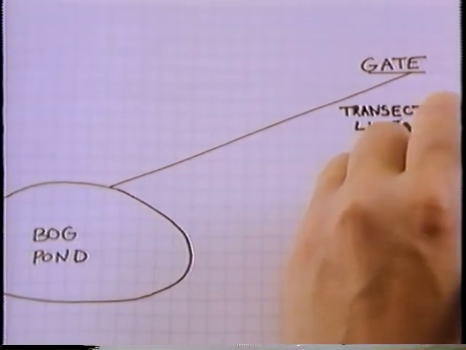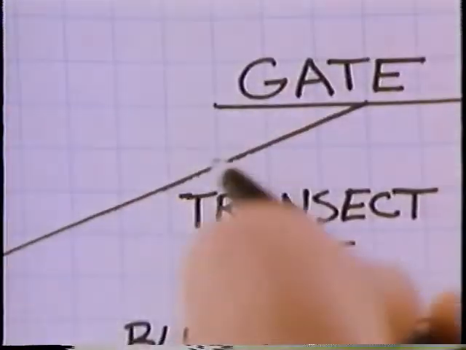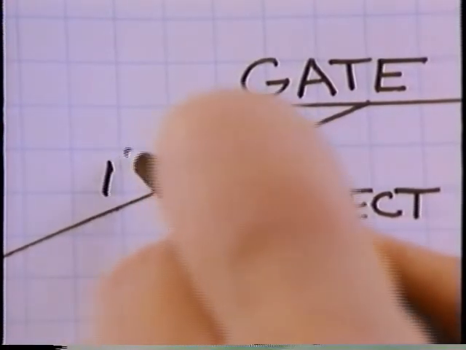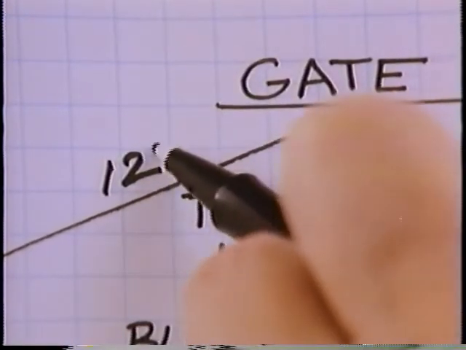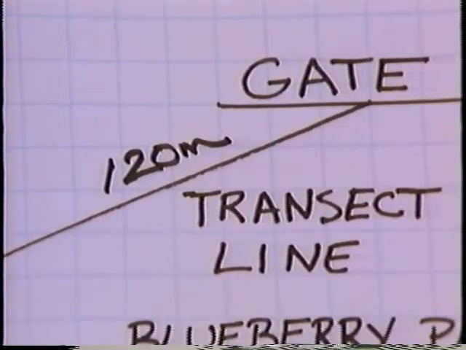The boys will pace the distance from the gate and count pitcher plants within 1 square meter at every 10 paces. The same person should always do the pacing. Nathan's pace has been measured at about 1 meter. The length of the transect line was 120 meters.